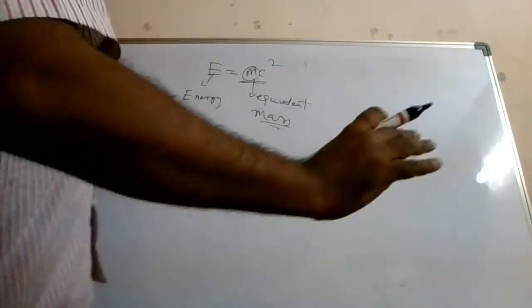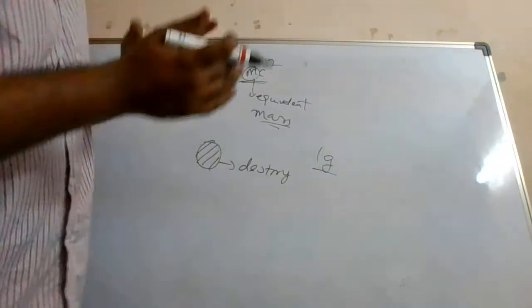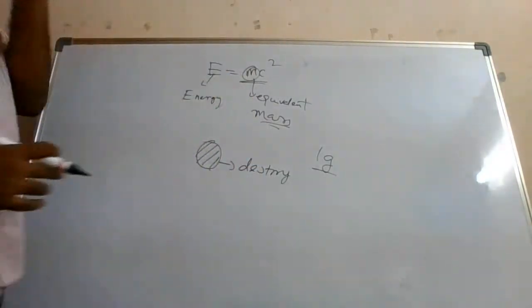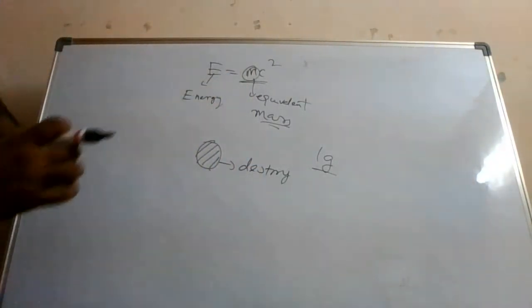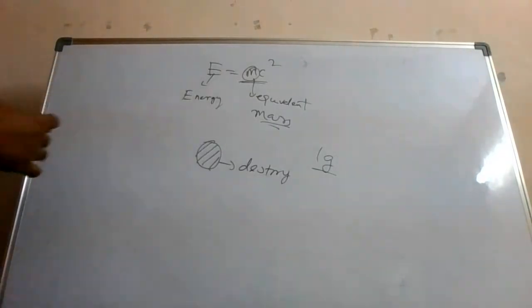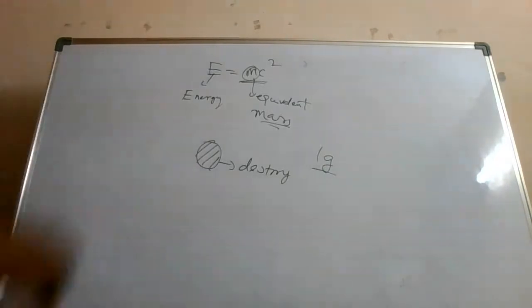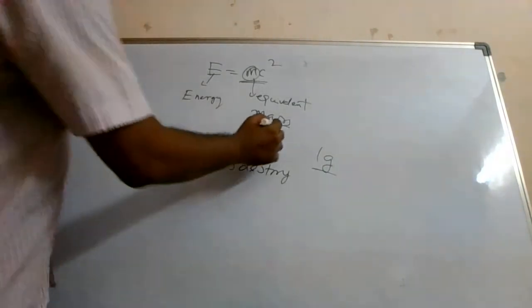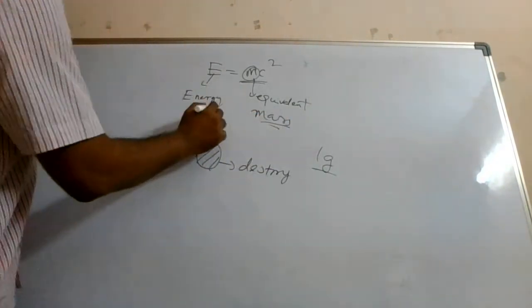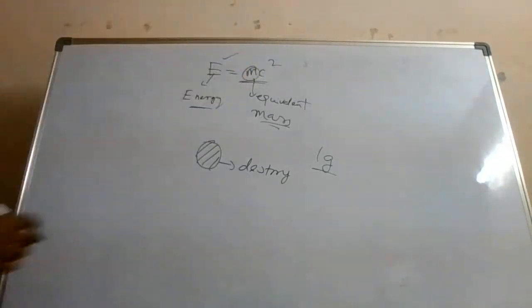मास को गायब कर देना है. हथौड़े से मारोगे तो मास टूटेगा. टूटने में और डिस्ट्रॉय करने में बहुत डिफरेंस होता है. You have to completely vanish the mass. You have to destroy the mass. Then this mass converts into equivalent energy given by this expression.